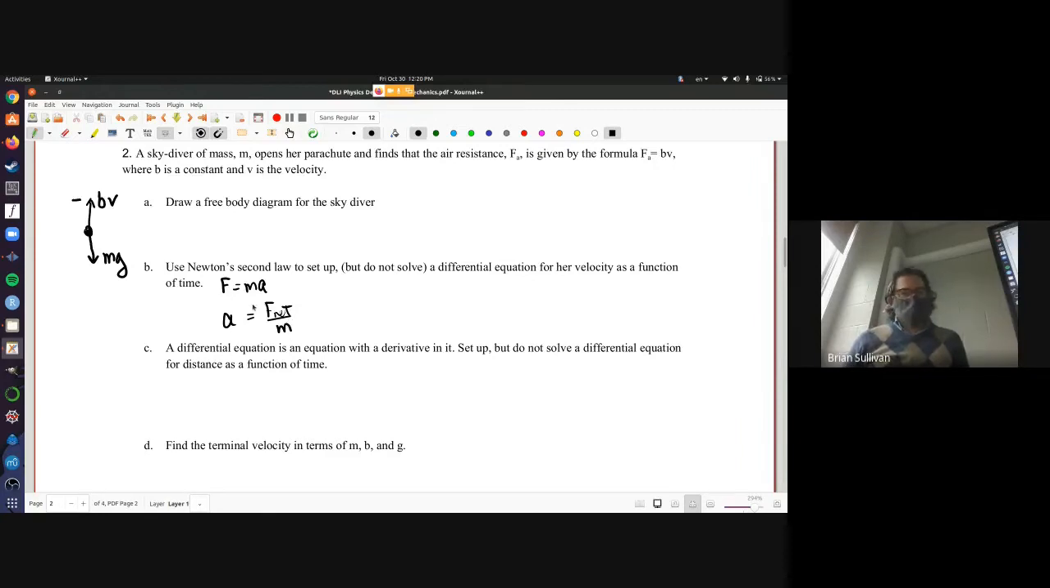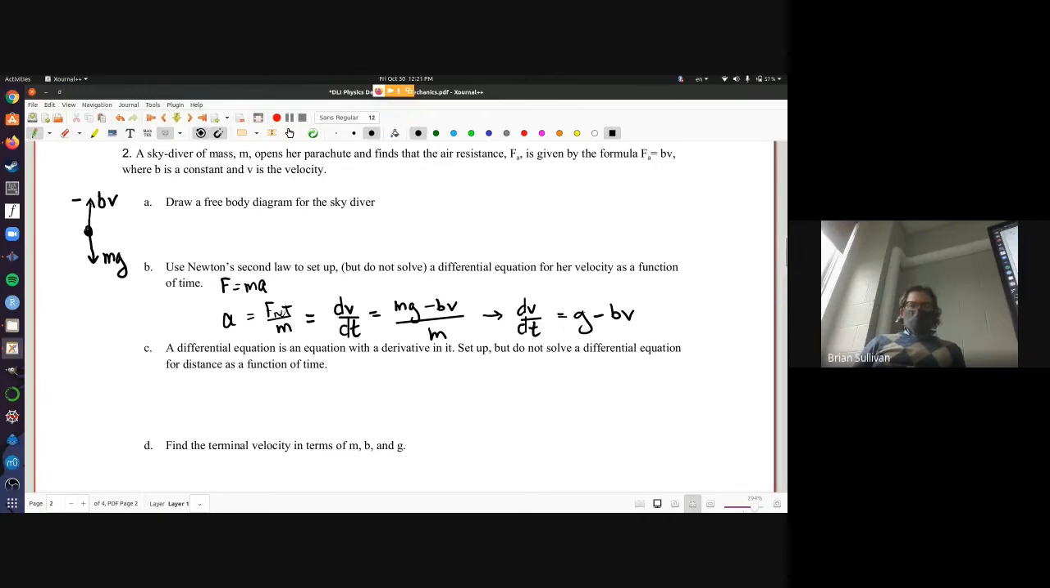What is that? A is a derivative of something. Velocity, with respect to time. And what's our F net? mg minus bv. That's F, not ma. A equals f net over m. Here's my f net, and I need my m. So that tells us dv dt is g minus bv.